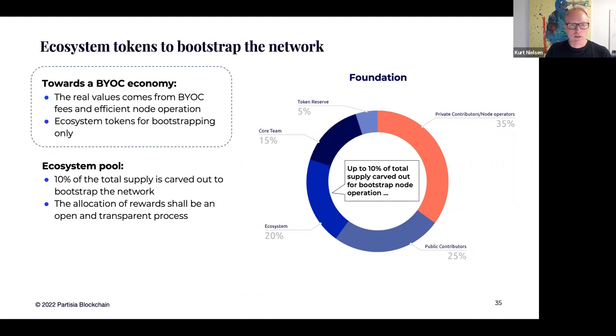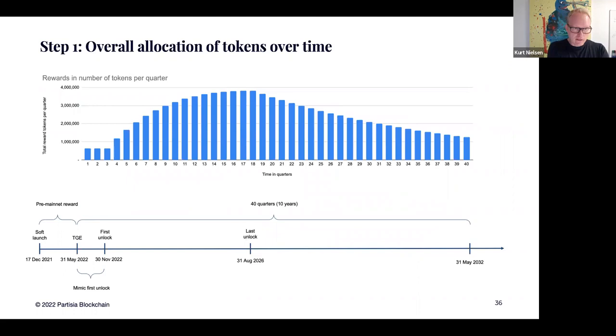So what we do is two steps. We're distributing all of these 10% into buckets. So this is a 10-year schedule. So 40 quarters, we have an allocation for each quarter of the next 10 years. And since we have an unlock scheme, there are more and more tokens getting unlocked, and therefore you see an increasing number, but there's also a decreasing number as we are rewarding the present more than the future, since now we are in the beginning of the network. When more and more applications come in, we have more and more fees. The basic BYOC economy is going to take over as the main driver of the network. So this is fading out the bootstrapping process.